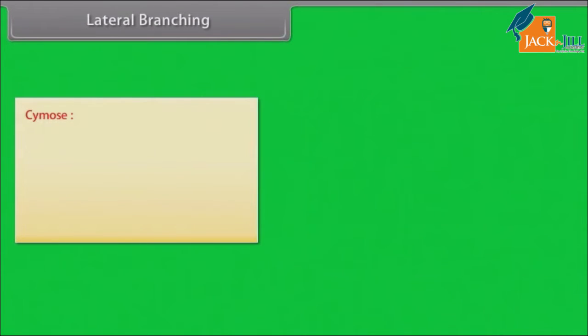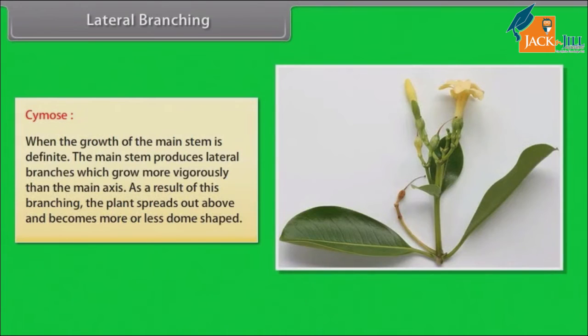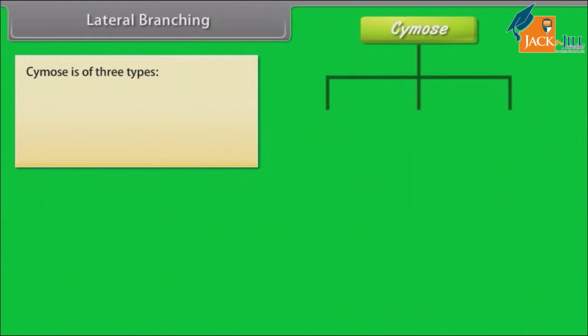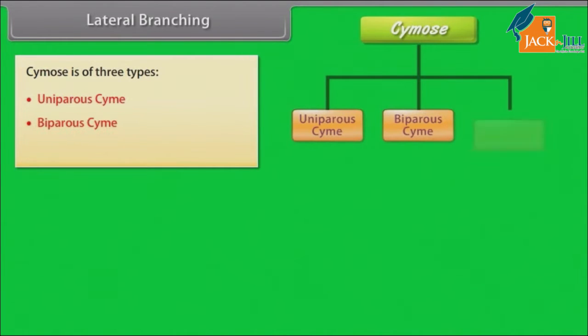Cymose. When the growth of the main stem is definite, the main stem produces lateral branches which grow more vigorously than the main axis. As a result of this branching, the plant spreads out above and becomes more or less dome-shaped. Cymose is of three types: uniparous cyme, biparous cyme, multiparous cyme.